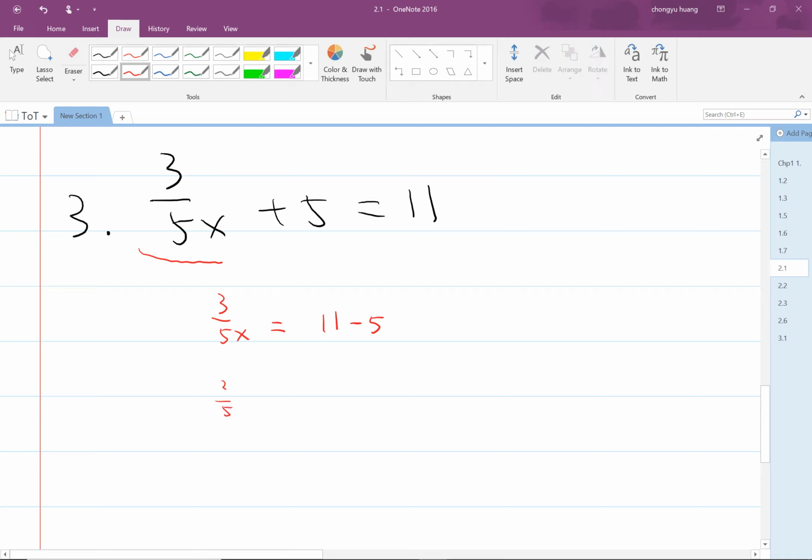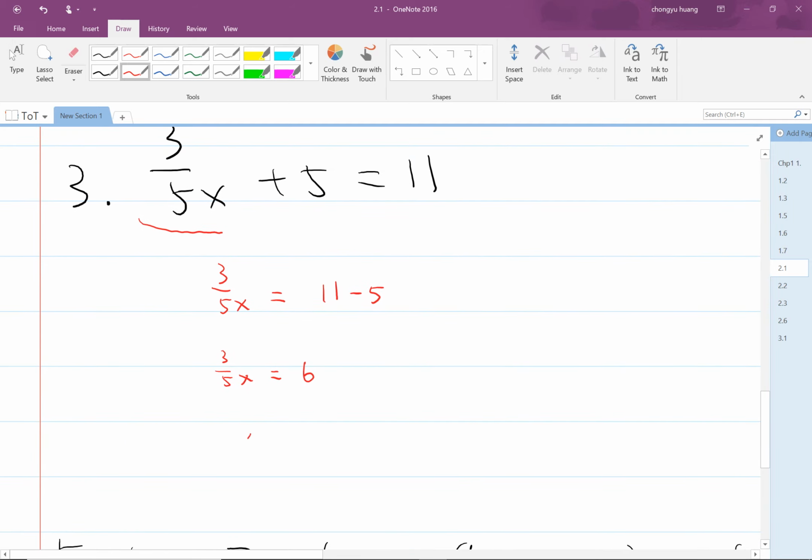And then we need to simplify a little bit. 11 minus 5 is actually going to be 6, right? Now it becomes really simple. So x is actually going to be 6 and then you have to multiply by 3 over 5. 3 over 5 is actually a fraction. So when you're moving a fraction from one side to the other side, it's just the reverse order. So 3 over 5 becomes 5 over 3, right?